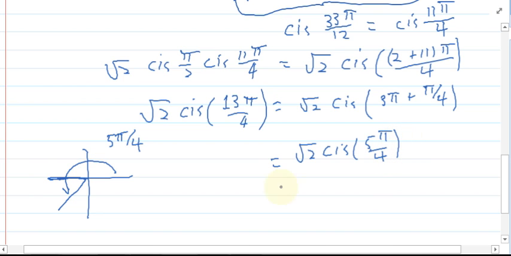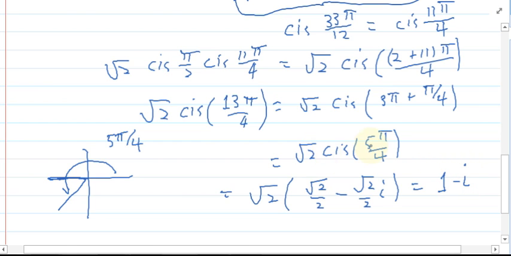Now, that's equal to the square root of 2 times... what's cis of 5 pi over 4? I have to take the cosine of 5 pi over 4 plus i times the sine of 5 pi over 4. This is where you remember your unit circle: the cosine of 5 pi over 4 is square root of 2 over 2. And then here I'm going to have minus square root of 2 over 2 i. So if I multiply this out, I'm going to get 1 minus i.